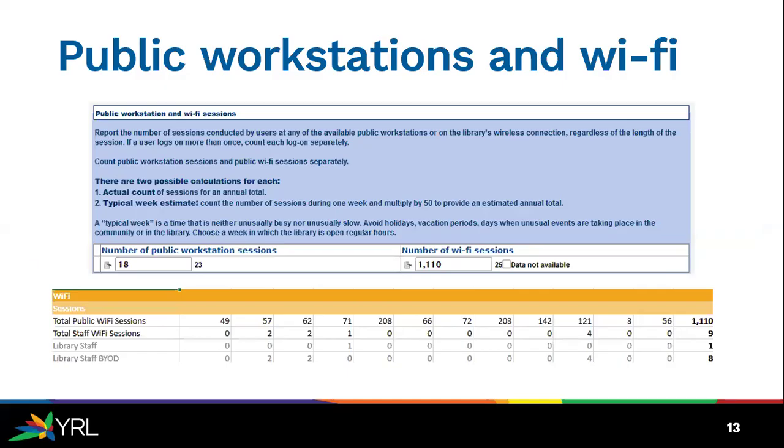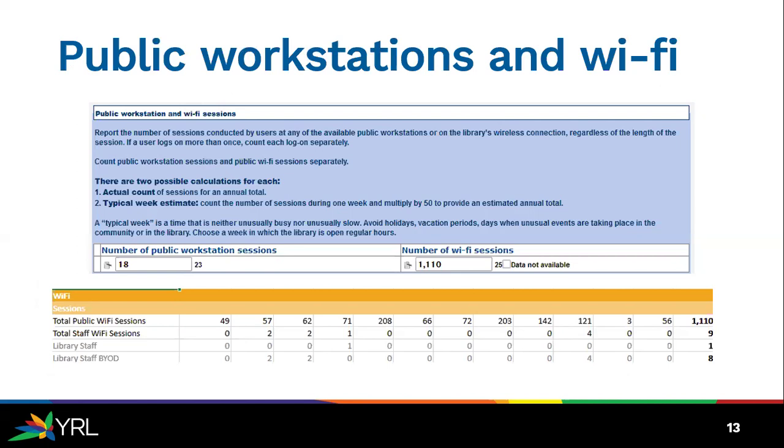Okay, public workstations and Wi-Fi. So you can find the information about your Wi-Fi sessions on the intranet. We track these on the monthly statistics page that has a bunch of e-resource and Wi-Fi and other numbers there. There's also a link directly on the annual reports page, so you can go right there. You don't have to go hunting for the monthly stats page.